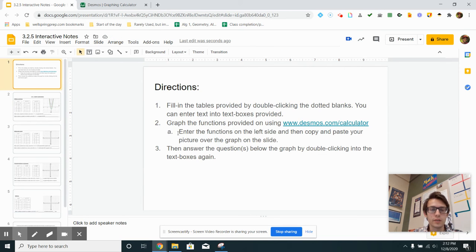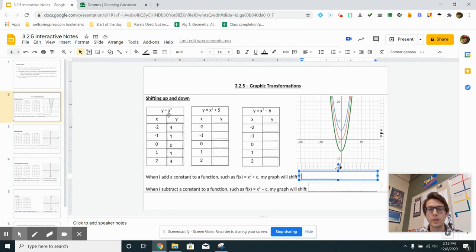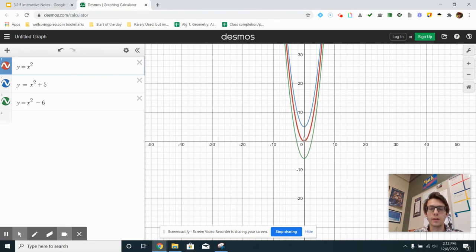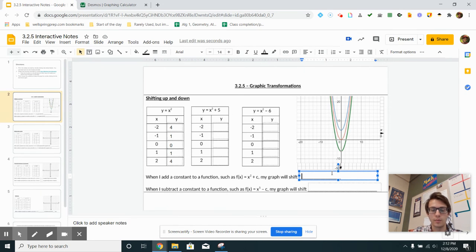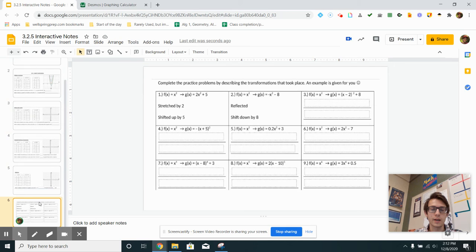Last thing for each of these slides, answer the question below the graph by double clicking into the text boxes again. It says, when I add a constant to the function, such as f of x plus c, my graph will shift what? Look at how x squared compares to x squared plus 5. When we're adding 5, you can look at Desmos. My red, when we add 5, we go to blue, so we shift up. So we'd say my graph will shift up. Do the same thing for down. And then you repeat this process for the next 3 boxes, and then finish by answering these questions.